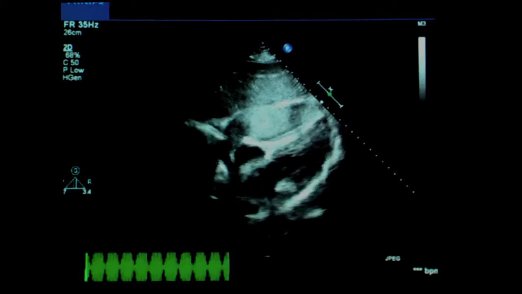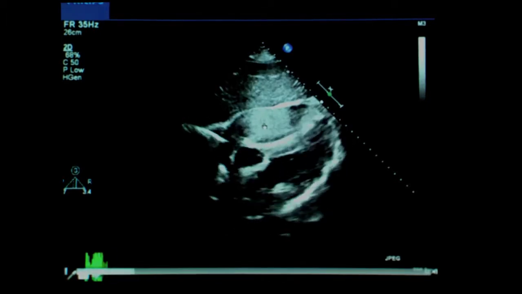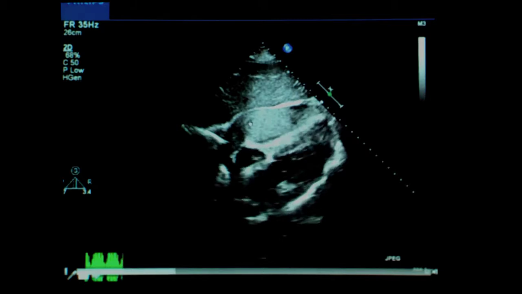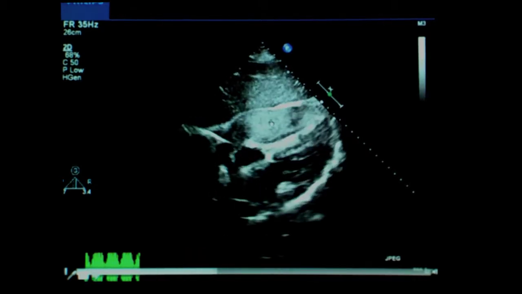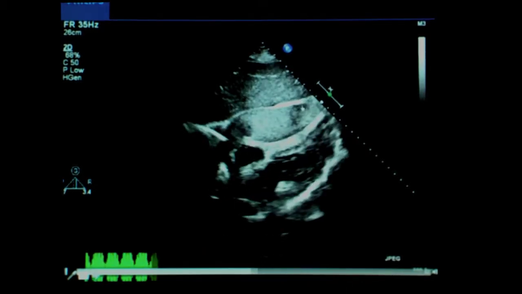That's pretty impressive. This guy is going to collapse soon, and arrest. And if the surgeon doesn't come in, you'll have to open his sternum, which I haven't done yet, and I don't want to do.